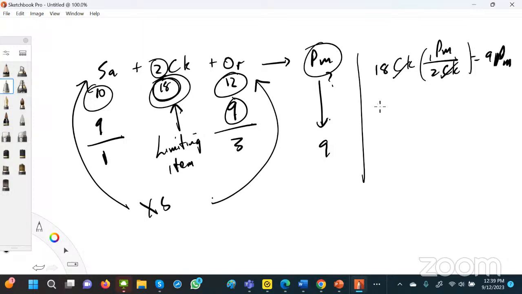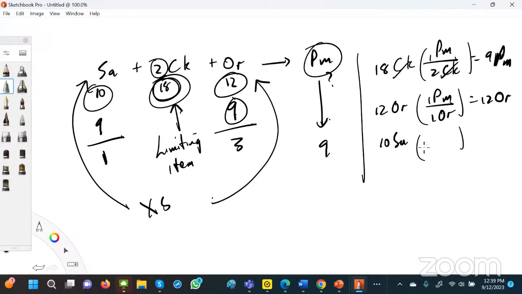And then if you take a similar approach with the 12 oranges, and you want to find out how many packaged meals you're going to make from the 12 oranges, if possible, it would be a 1-to-1 ratio. So that would be 12 oranges. And then finally, 10 sandwiches. Again, we do a similar approach, and that will give you 10 sandwiches, right? So this is another way of determining, there should be packaged meals here.